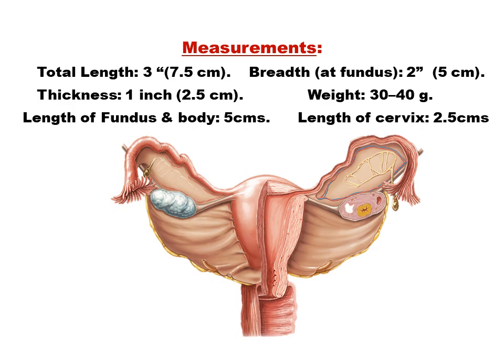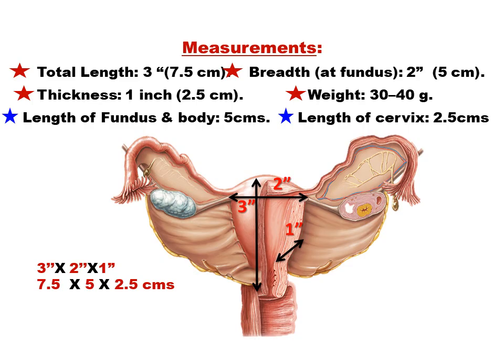Coming to the measurements of the uterus. The total length of the uterus is 3 inches or 7.5 centimeters. Maximum breadth at the level of fundus is 2 inches or 5 centimeters. Thickness is around 1 inch or 2.5 centimeters. Uterus weighs about 30 to 40 grams. Length of the fundus and body is 5 centimeters and length of cervix alone is 2.5 centimeters.